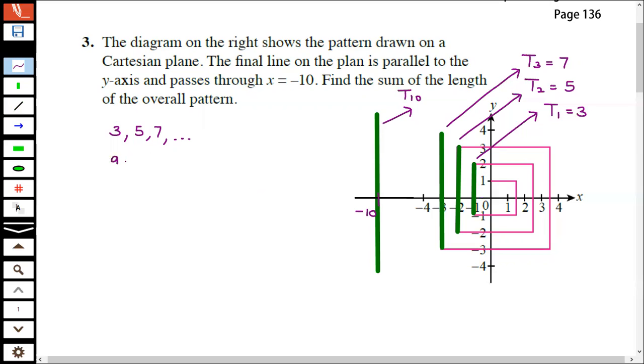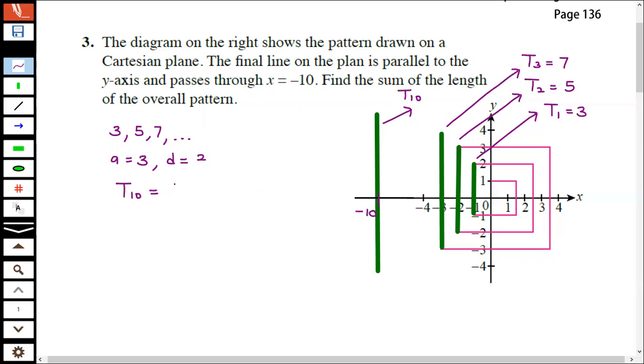So my A is 3. A is the first term, right? And D is the common difference. That means I can take 5 minus 3. When 5 minus 3, the common difference is going to be 2. So we need to find T10 now.